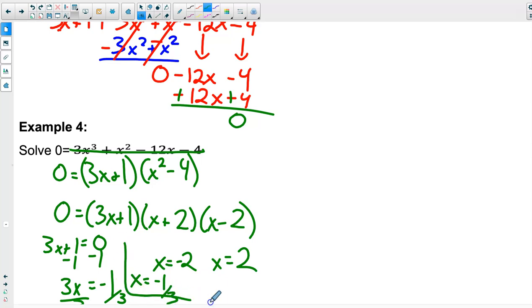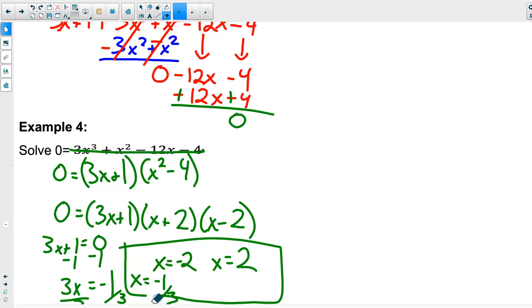Now I went through that pretty quick because our focus again is on the long division today. I just want to expose you to this other stuff. Okay? Question?